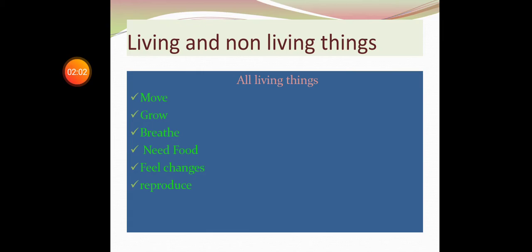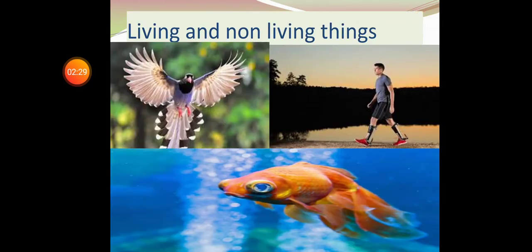Living things move from one place to another and they grow. They breathe air and they need food. They feel and respond to changes around them. They reproduce their young ones or lay eggs. First, we are going to see how living things move. Why should we move from one place to another?